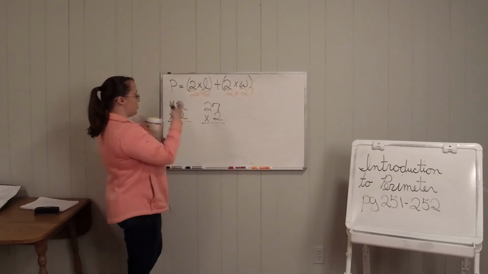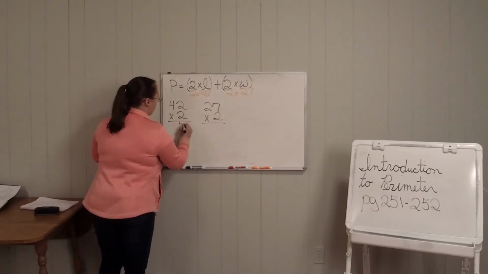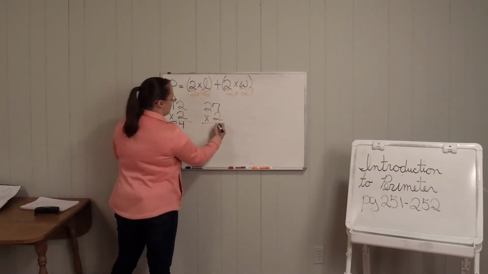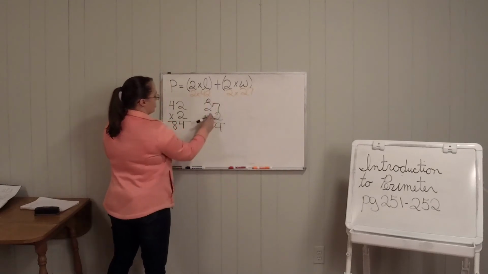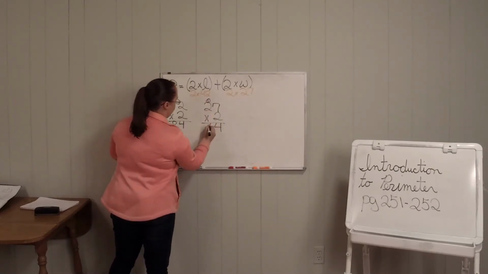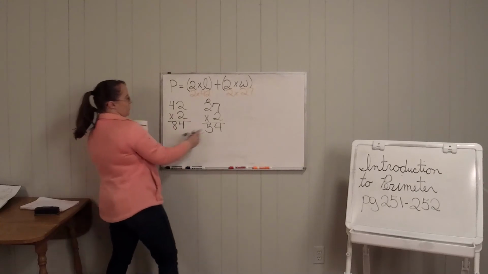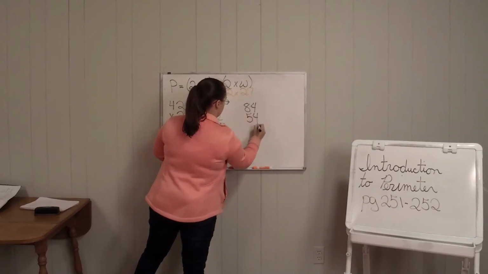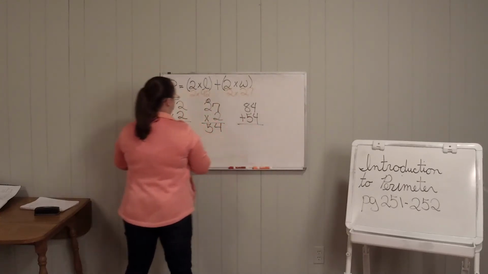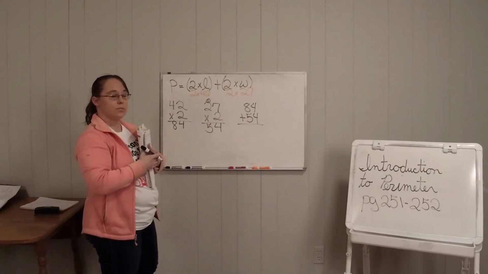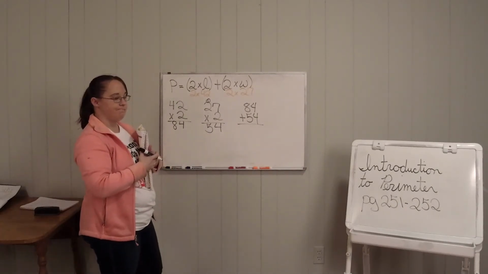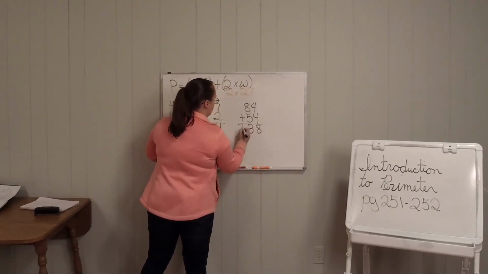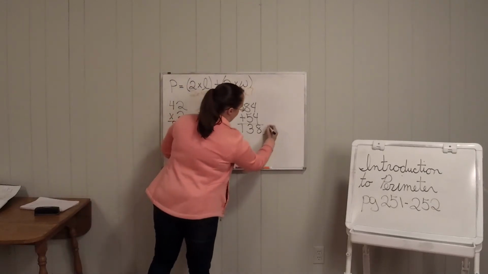Okay, let's do it with me. 2 times 2 is 4. 2 times 4 is 8. 2 times 7 is 14. 2 times 2 is 4, plus 1 is 5. Now we have to add those two numbers together. Four plus 4 is 8. 8 plus 5 is 13. So it's 138 feet.